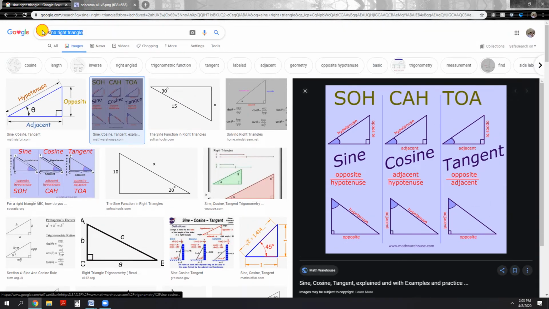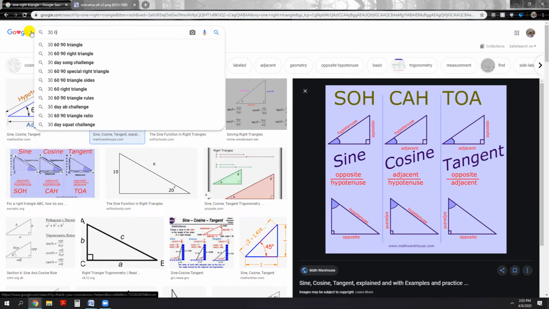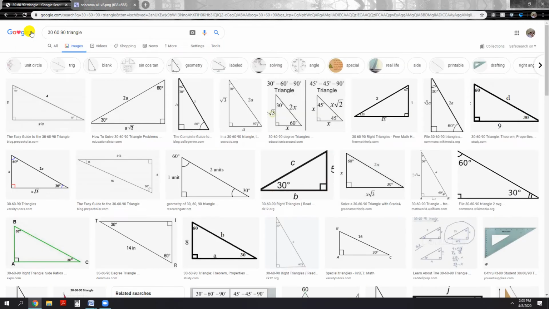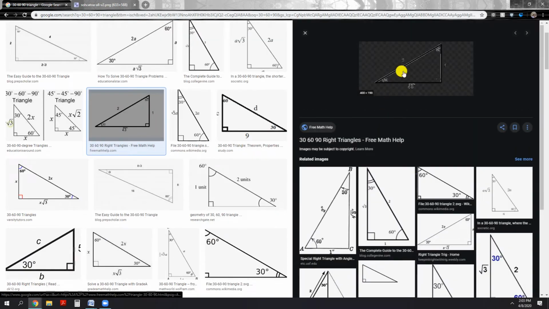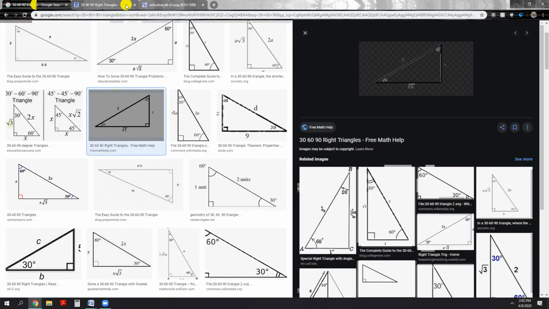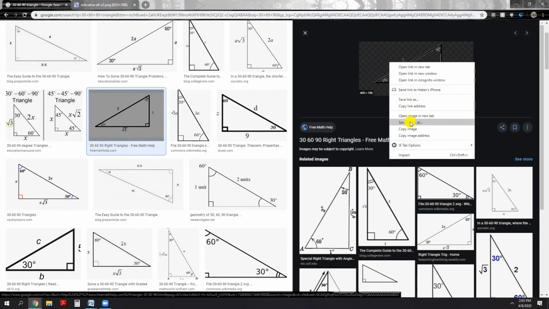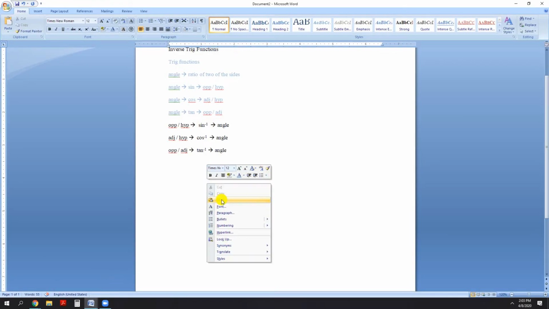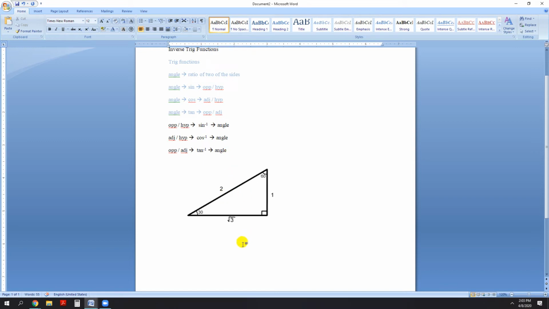Right, so let's say we had a 30, 60, 90 triangle. Okay, let's just grab this one right here. Open image in new tab. Okay, copy image. Let's shove that right into here. Paste. Okay, so here's our triangle. Should work for our purposes.